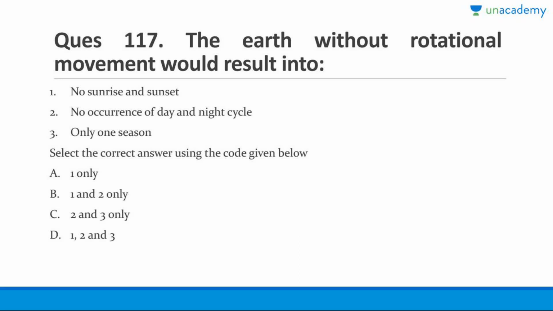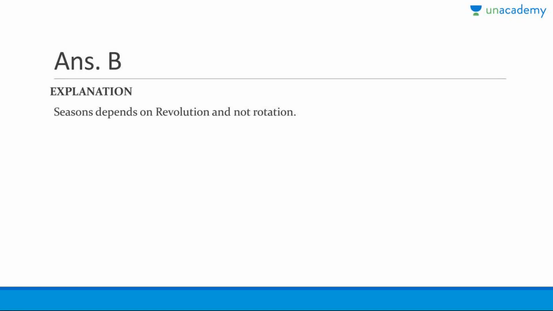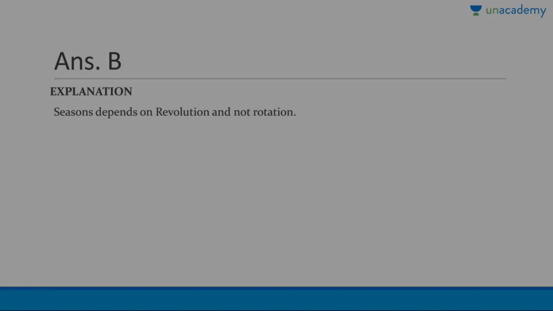Only one season. See, season will always depend on revolution. For example, in January when you are cold, the earth is closest to the sun. But that is in revolution. Okay. So the answer is B, 1 and 2. So season depends on revolution and not rotation.